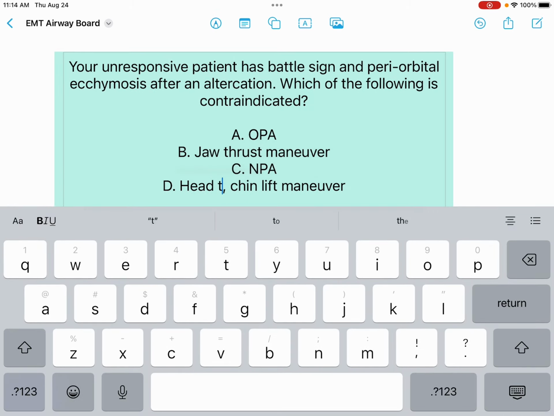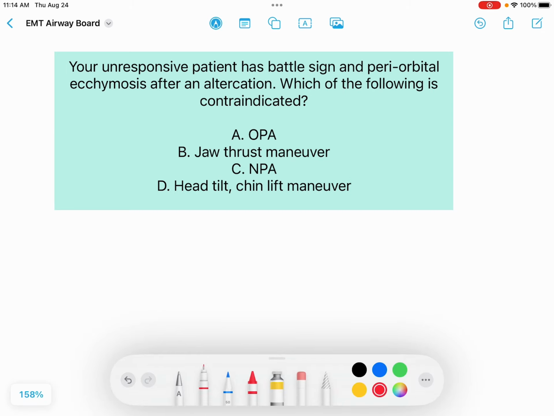Let me see if I can change that. Head tilt, look at that. All right, so if we picked NPA, you'd be correct.